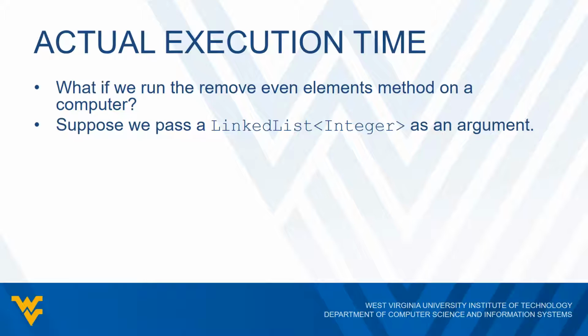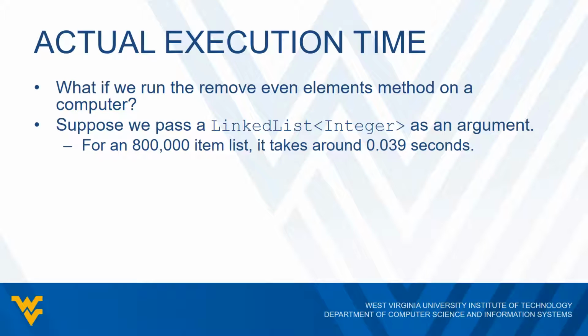Now I should mention that these running times are probably not going to be exactly what you would get if you were to run it on your computer, but they should be pretty close. So let's say our list has 800,000 items. It should take around 0.039 seconds, somewhere around there. Pretty fast.